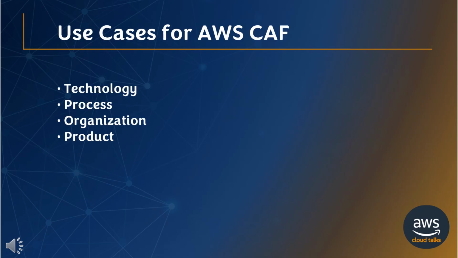Excellent. Now let's talk about the use cases for AWS CAF. AWS CAF supports the following use cases, which cover the need of a broad spectrum of customers: technology, process, organization, and product. Let's explain each of these use cases for AWS CAF. Technology. Migrate and modernize legacy infrastructure, applications, and data and analytics platforms.